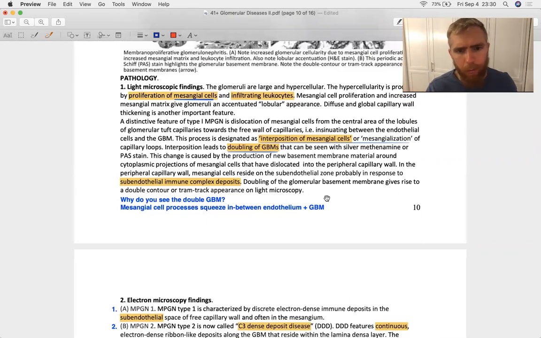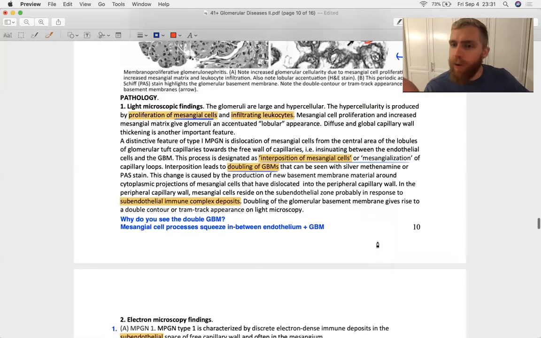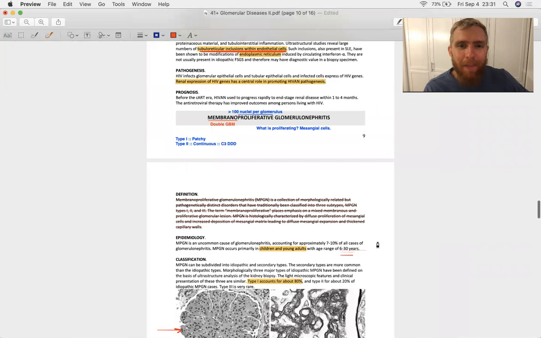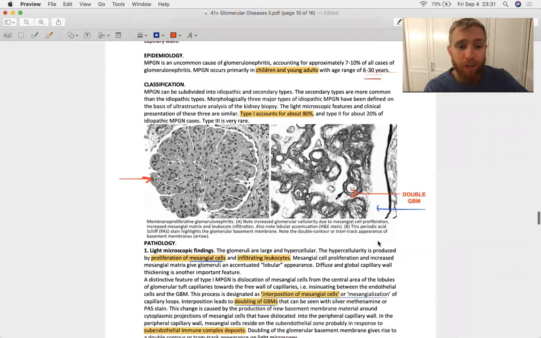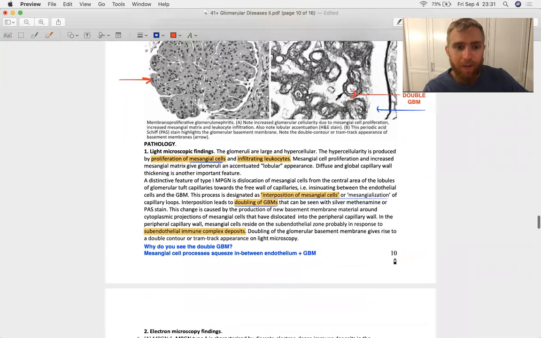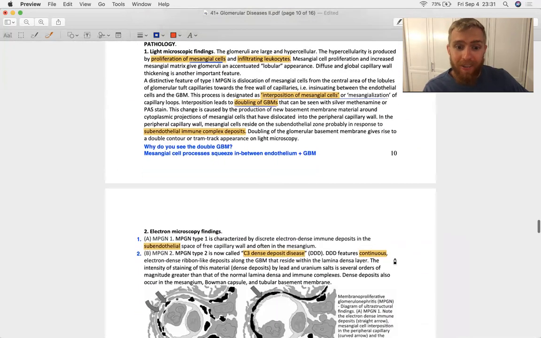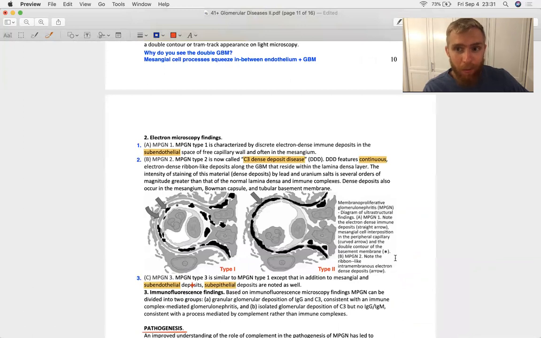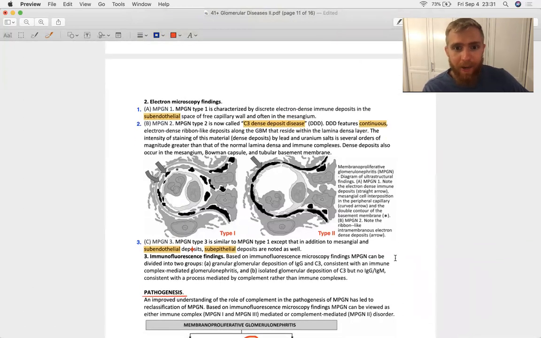So let's think through here. If you've got a lumen right here for your glomerular capillary, is subendothelial going to be on the inside or outside of that lumen? Hope you said inside. Inside is an endothelium, as in under the basement membrane. That's where we're going to see these immune complexes. So what subtypes of membranoproliferative glomerulonephritis are you going to see subendothelial immune complexes in? Probably type 1 and type 3, because type 2 is not an immune complex disease. It's just purely complement mediated.